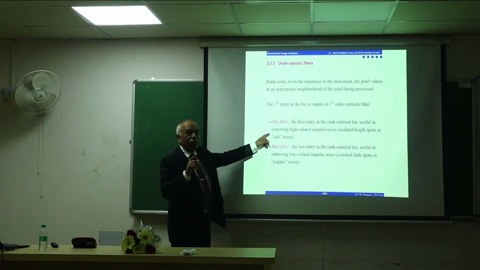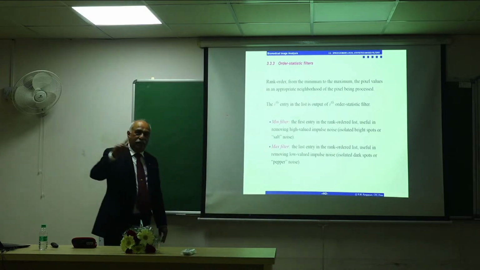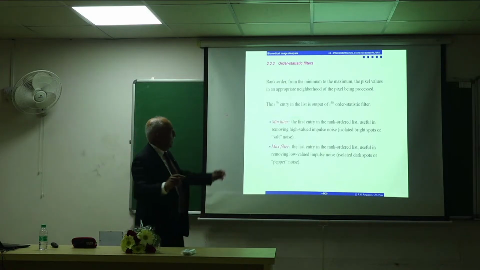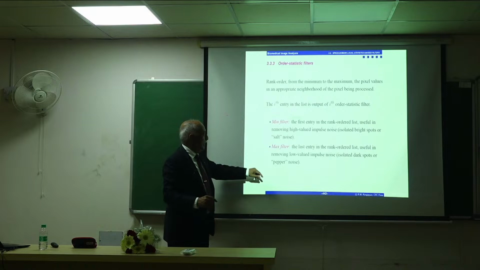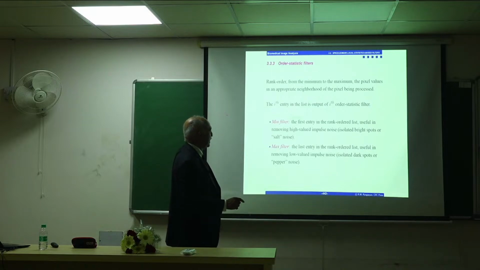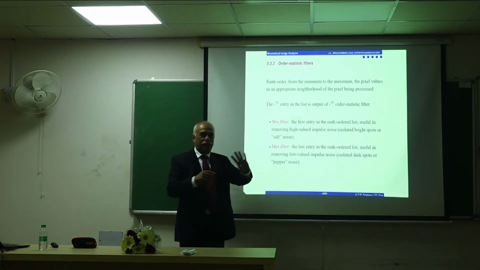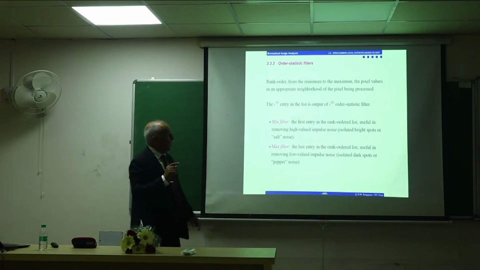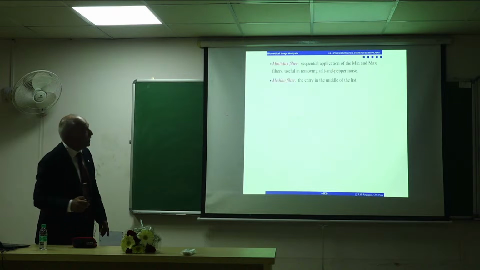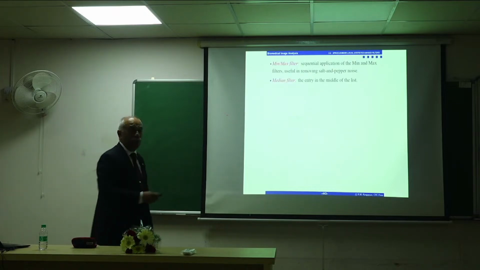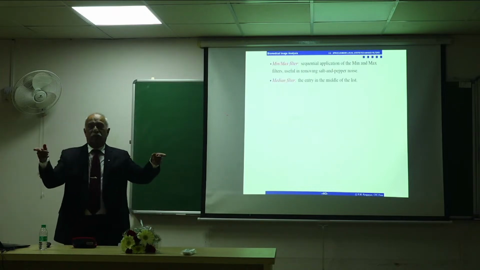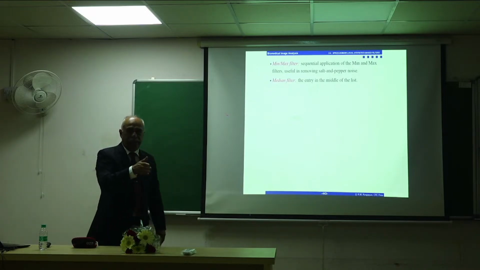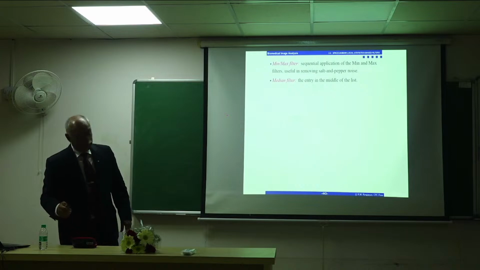So the min will help in removing isolated bright spots, the salt noise that will be at the end of the list. And the max will remove isolated dark spots or pepper noise, which is at the opposite end. The median is in the middle. If you combine the min and max, you can remove both salt and pepper noise. The median is the entry in the middle, as you saw already.